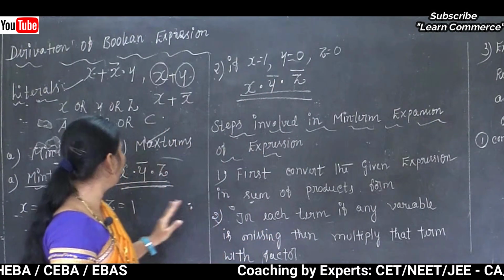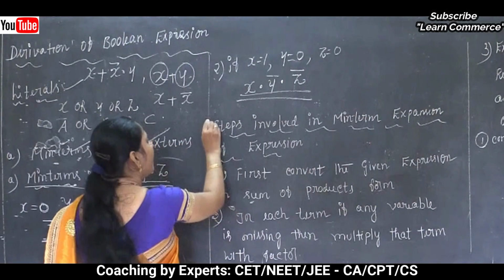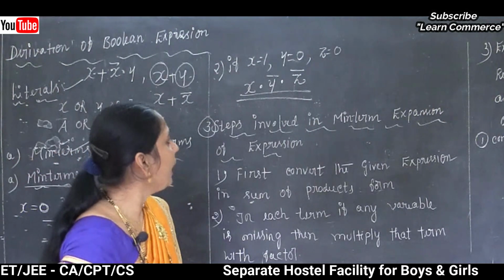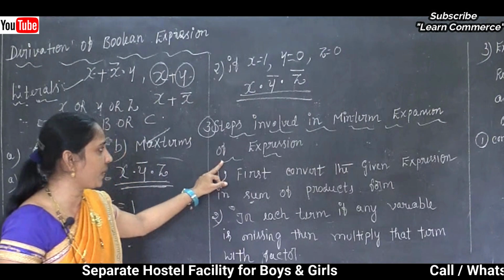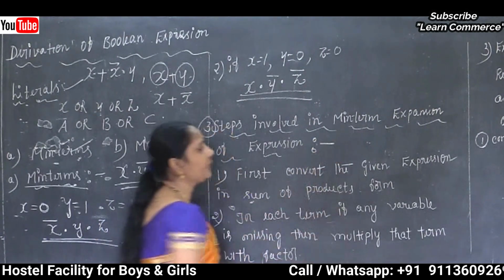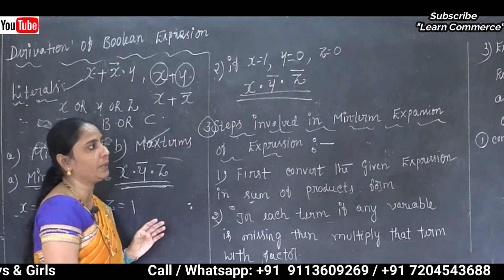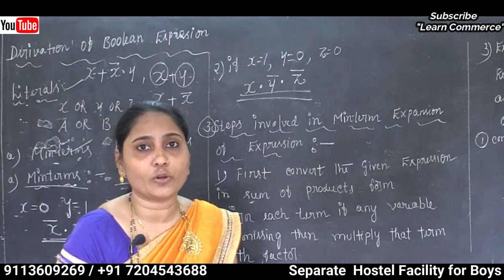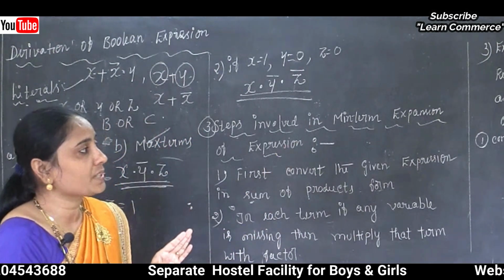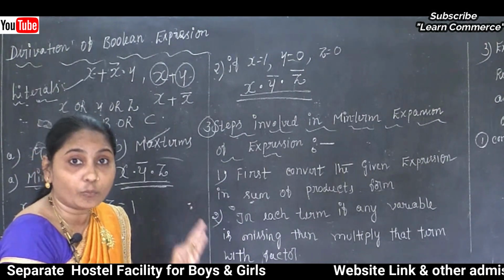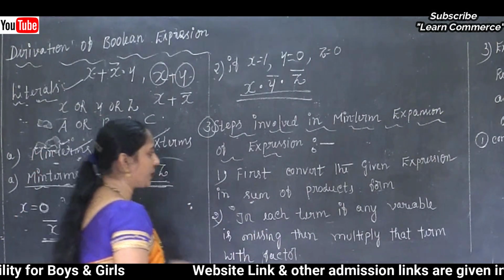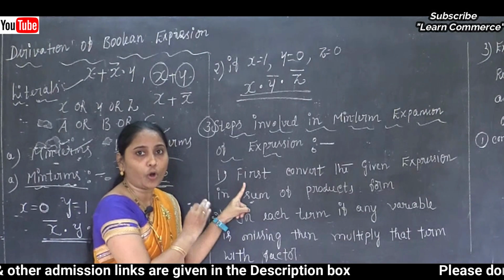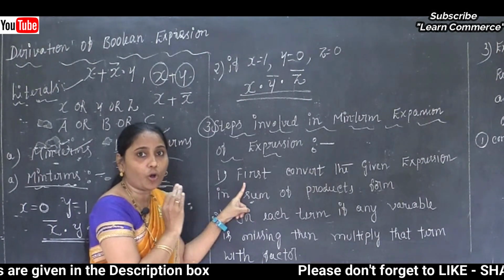Now after completing the meaning of the Minterm, the next concept is the steps involved in Minterm expansion of an expression. Some steps are there. By using all these steps we are going to convert x plus y to Minterm. One question I am going to convert to the Minterm. So what's the first step? Before solving this question, you should follow and remember all those steps properly.